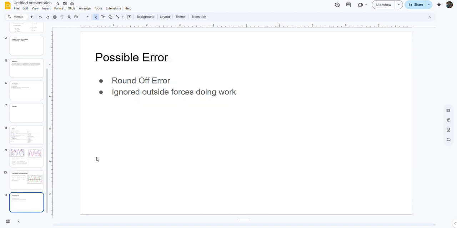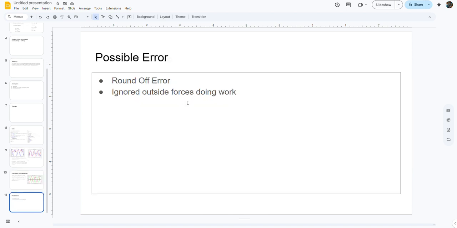And so for the end, the possible error could be rounding off errors, and ignoring outside work.